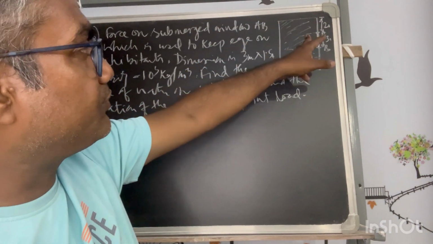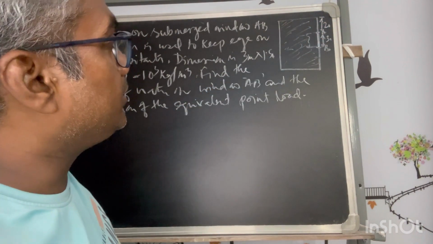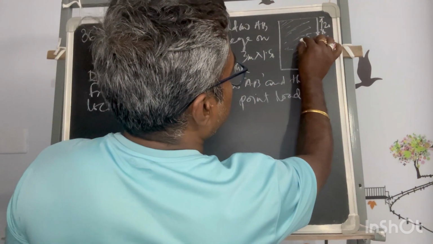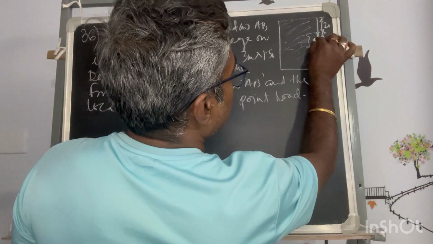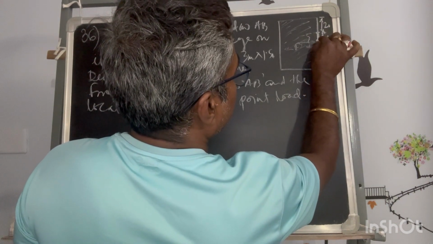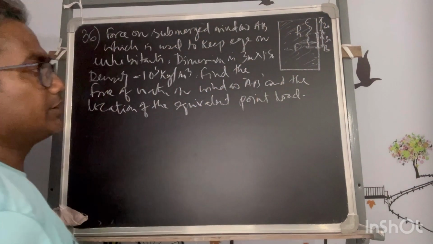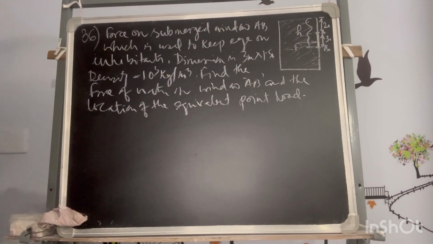So first thing is you have to find the total load acting on this window, and if the load is considered to be a point load, let's say F is acting at this height, what is this height that you have to find? This is the second.